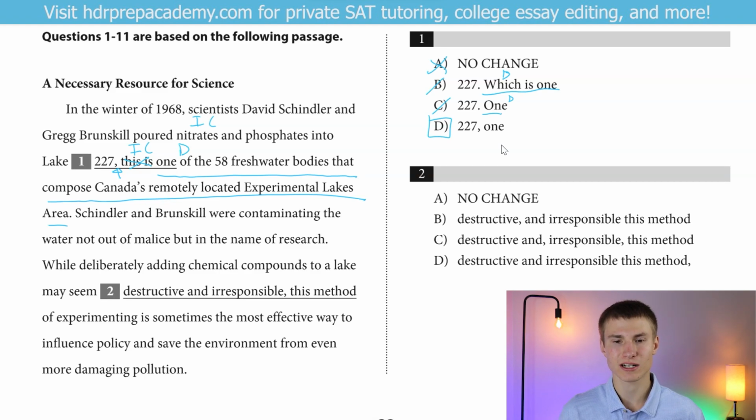We have Schindler and Brunskill were contaminating the water not out of malice, but in the name of research. While deliberately adding chemical compounds to a lake may seem destructive and irresponsible, we know that that right there is going to be a dependent clause. After a dependent clause, when it's at the start of our sentence, we want to have a comma, so we're going to want to have a comma there.